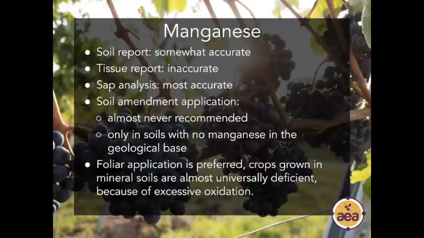And the only cases where we would really consider making recommendations for manganese applications would be in those soils that don't have this manganese base in the geological profile. Muck soils, for example, or very sandy soils. And for all the reasons that I've already described, we recommend lots of foliar applications, and we see a lot of deficiencies.